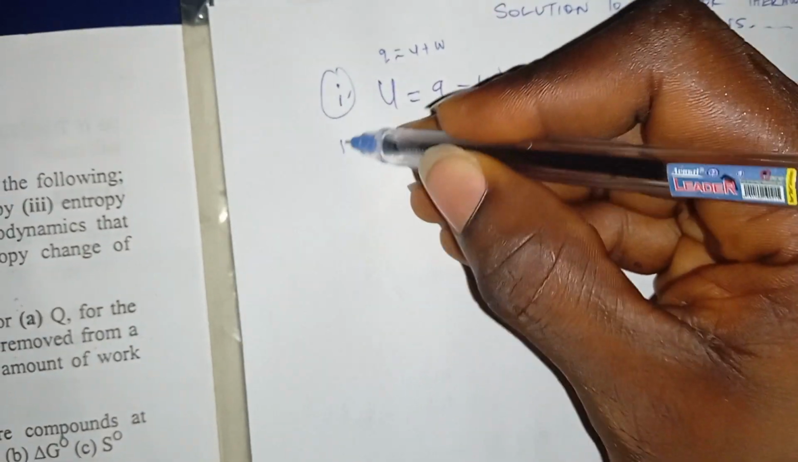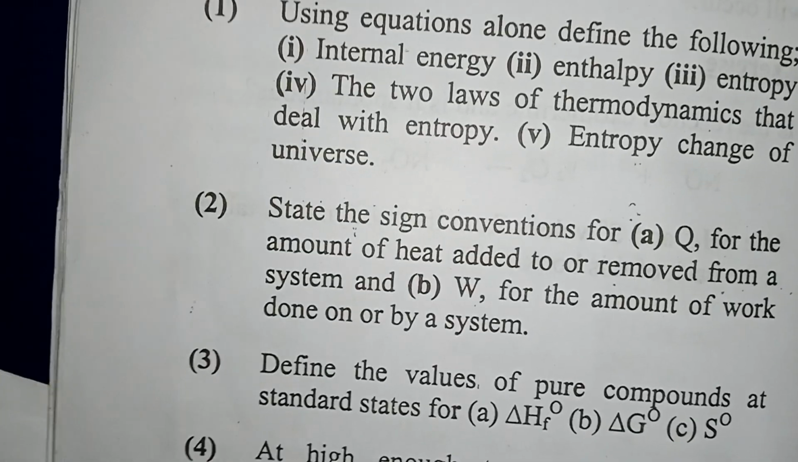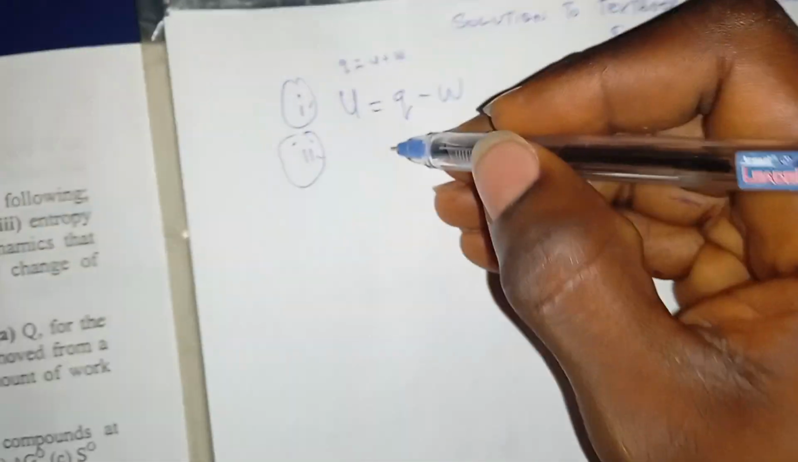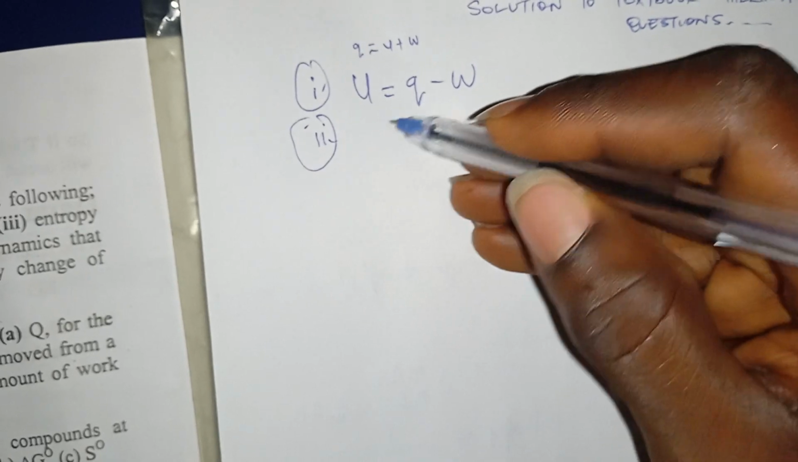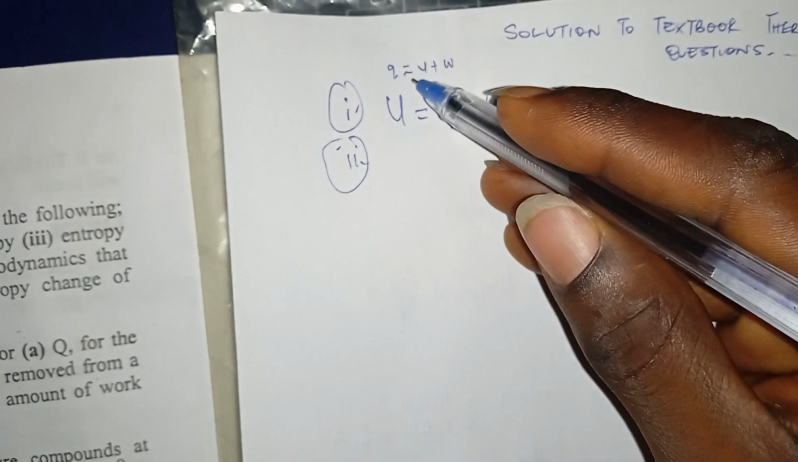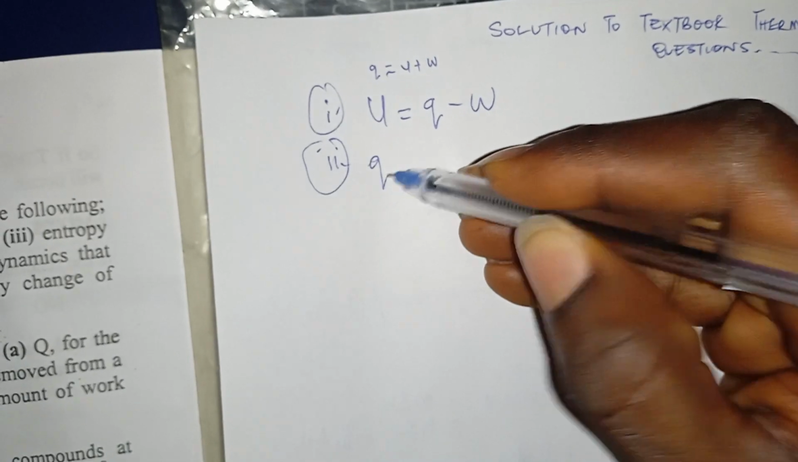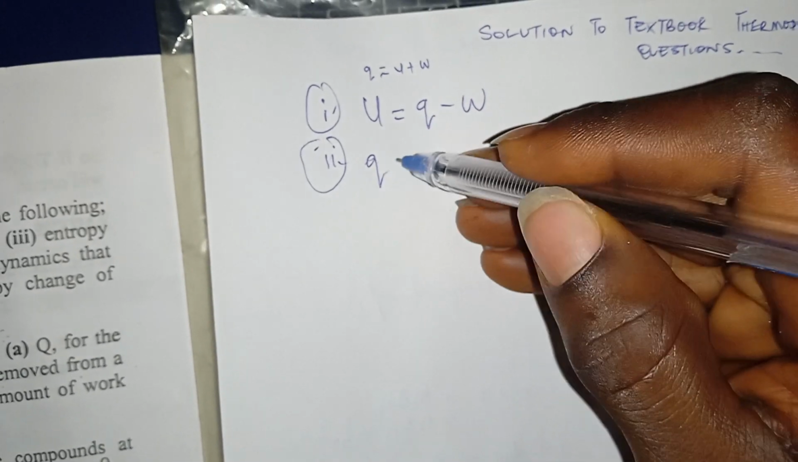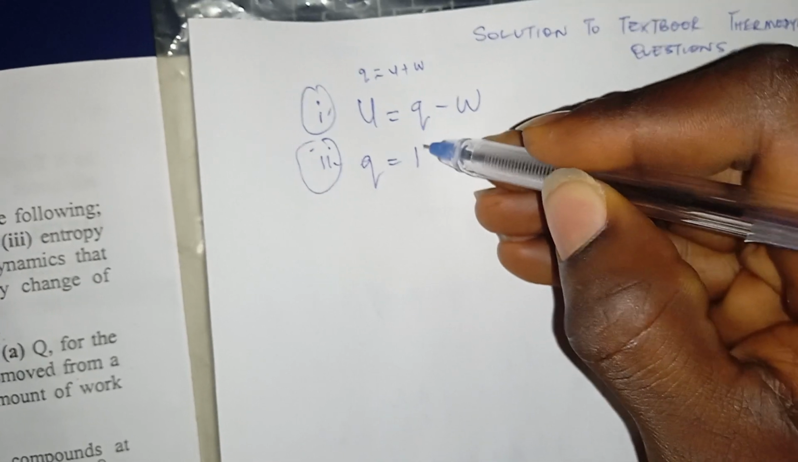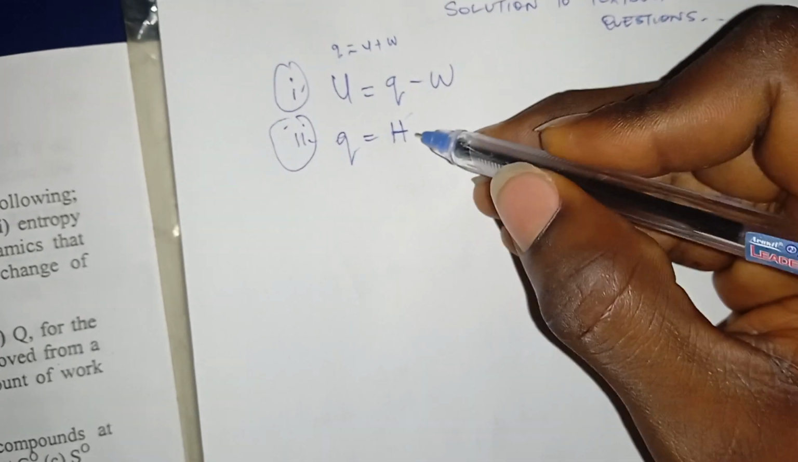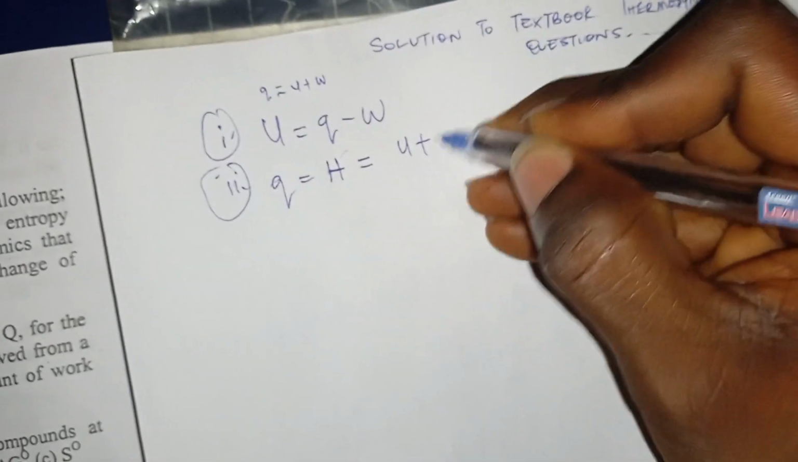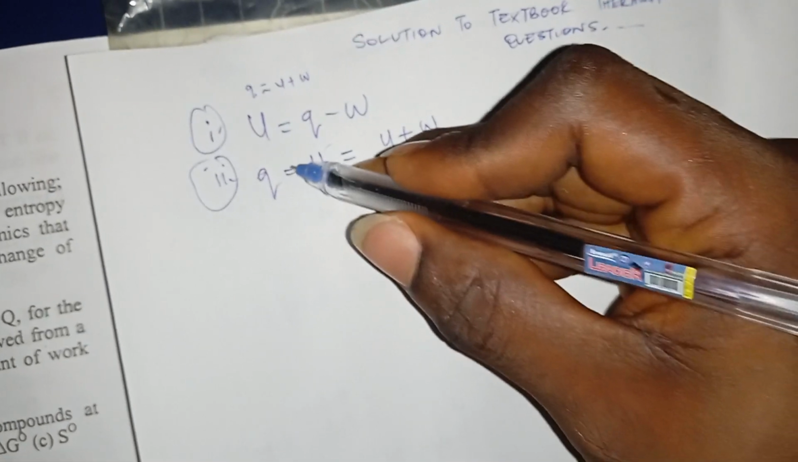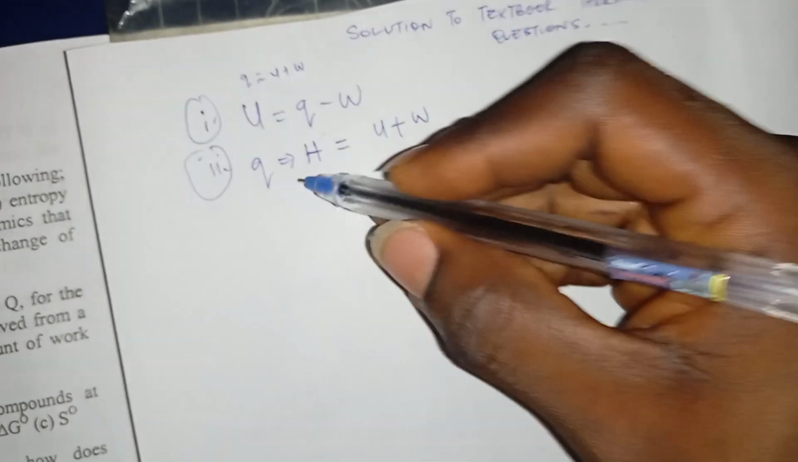Next, enthalpy. Enthalpy means heat, the internal heat or heat of the system. So in that case, it means heat absorbed. Making the subject of the formula is the same thing as the first law equation. So this is enthalpy, that is Q, or I can just say it equals H. Enthalpy is equal to U plus W.